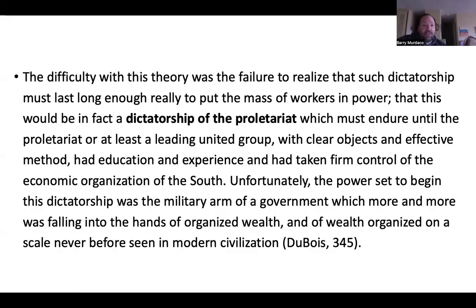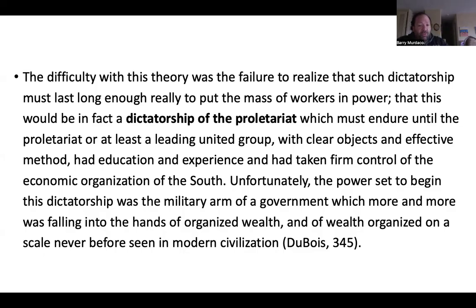The failure to realize that such a dictatorship must last long enough to really put the mass of workers in power. But this would be, in fact, a dictatorship of the proletariat, which must endure until the proletariat, or at least a leading united group with clear objects and effective method, had education and experience and had taken firm control of the economic organization of the South. Unfortunately, the power set to begin this dictatorship was the military arm of a government which more and more was falling into the hands of organized wealth, and of wealth organized on a scale never before seen in modern civilization.